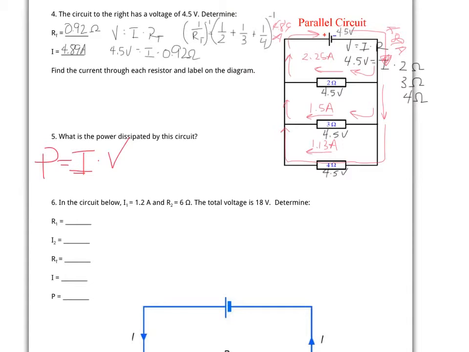That's the total current running through the circuit of 4.89 amps times the voltage across the whole circuit, which is 4.5 volts. That works out to 22 watts. And again, there are some other methods you could use there. It should all get you pretty close to that same number.